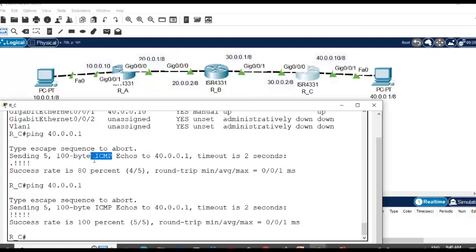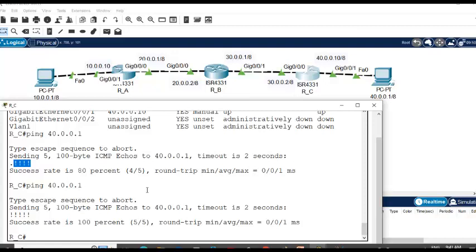Okay, so if I ping now, will I be able to ping 30.0.0.1? I'm on router C. If I ping 30.0.0.1, which is on router B, will I be able to ping? Yes, because it is directly connected, you see. It's pinging. For this, you don't need the RIP protocol.